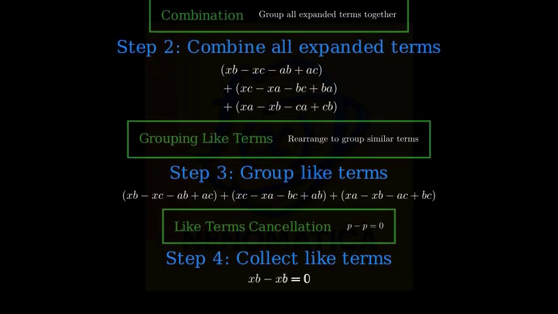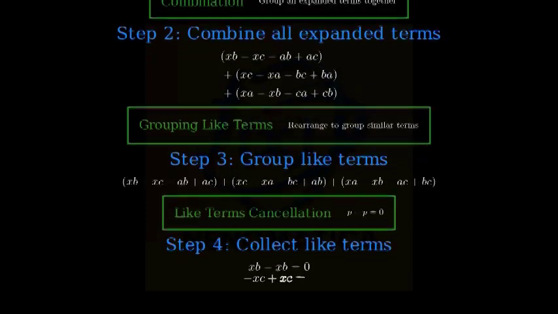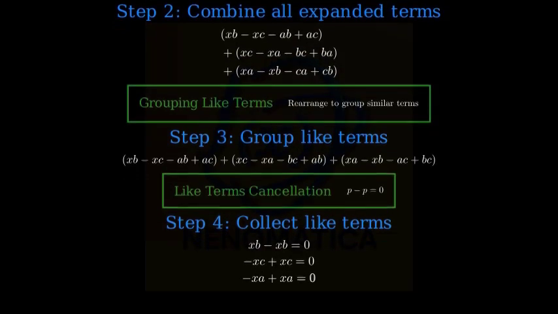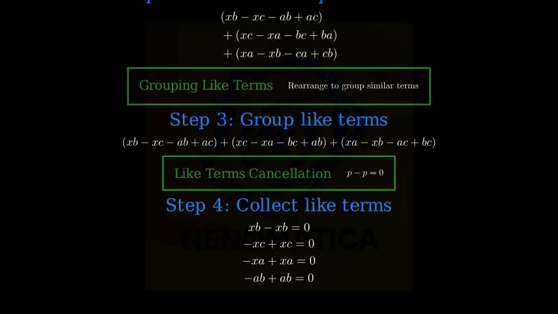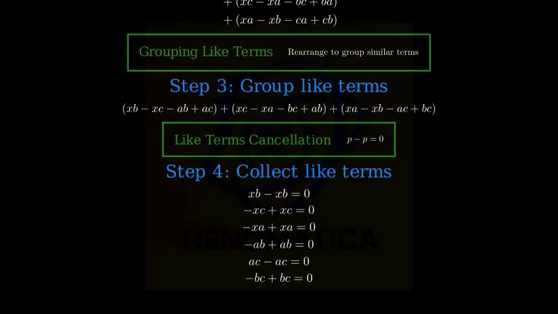0. For x times c terms, we have negative x times c plus x times c, which also equals 0. For x times a terms, we have negative x times a plus x times a, which is 0 too. For a times b terms, we have negative a times b plus a times b, which is 0. For a times c terms, we have a times c minus a times c, which is 0. And for b times c terms, we have negative b times c plus b times c, which is 0.